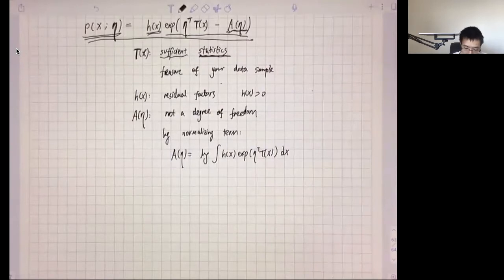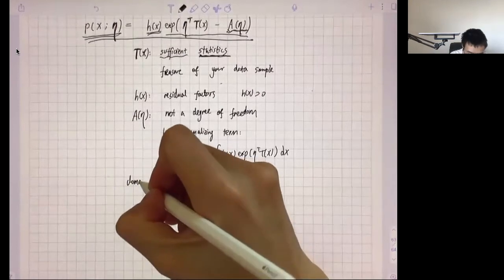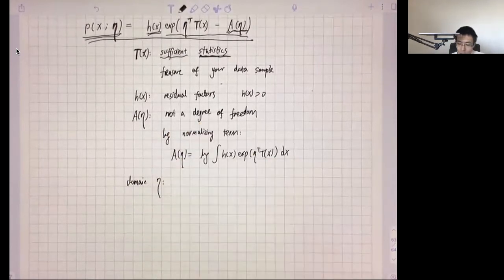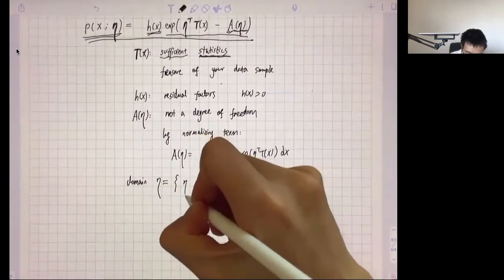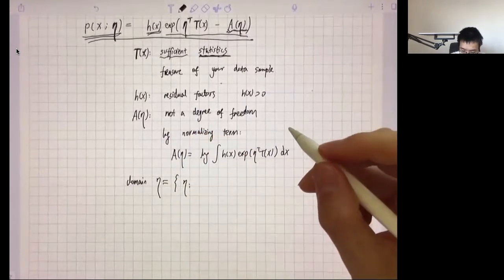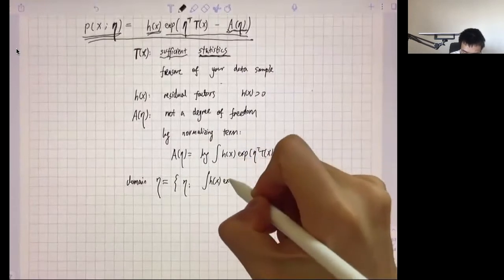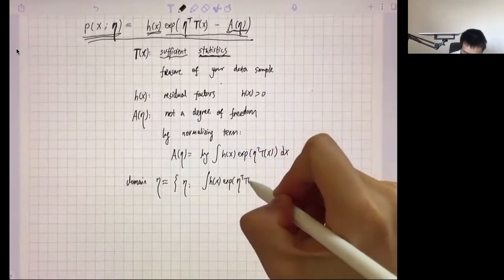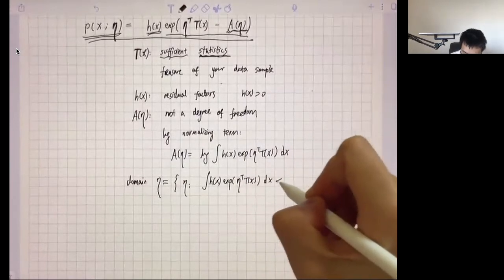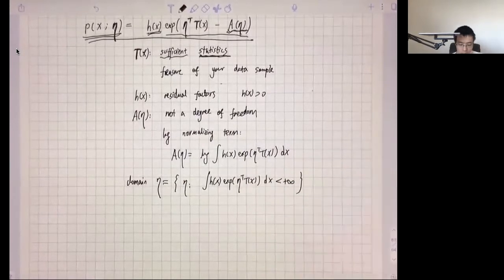Okay. So the domain of eta, it's not every real vector is valid, okay? The domain of eta is such that the integral must converge. Okay, if it diverges, then it's not a valid eta. Okay.